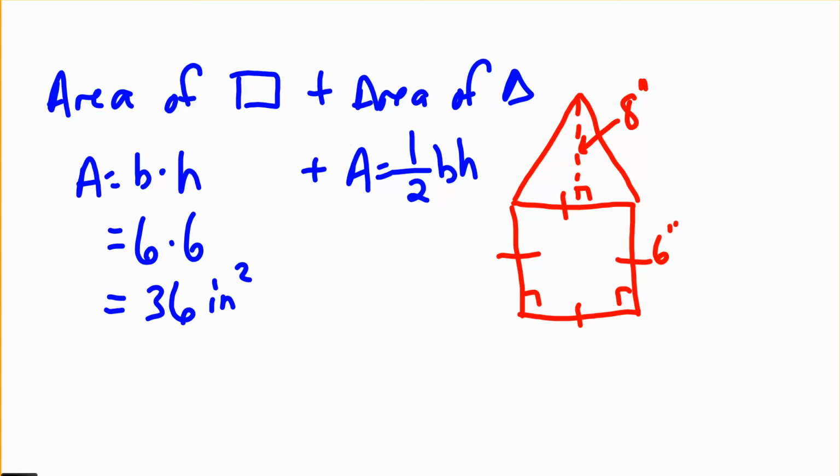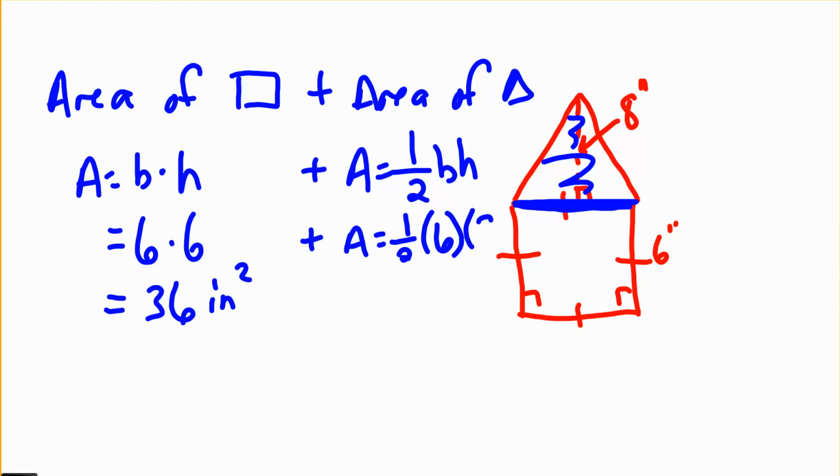Now we're looking at just the triangle. It didn't give us what the base is, but because it's part of the square, we know that the base is going to be 6. Now what is the height of the triangle? The height of the triangle is the altitude, or in this problem it's 8. So we're going to add to that 1/2 times 6 times 8. Well, half of 6 is 3. 3 times 8 is 24. So the area of the triangle is 24 square inches.